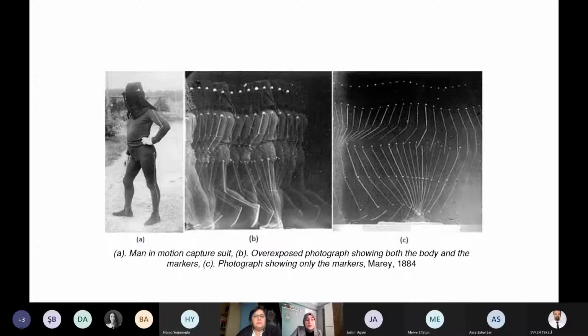So Marey solved this confusion with his motion capture suit on the left-hand side. It's a black outfit, and there are metal sticks on the limbs of the subject. So with this technique, he was able to capture only the essence of the motion, independent from the subject. This is the basis of motion capture technology.